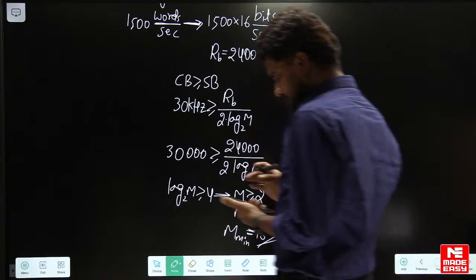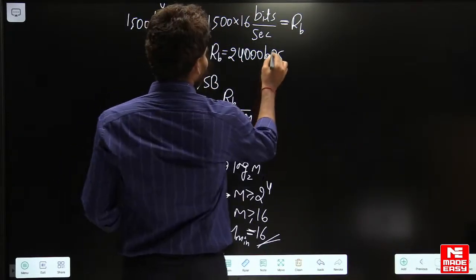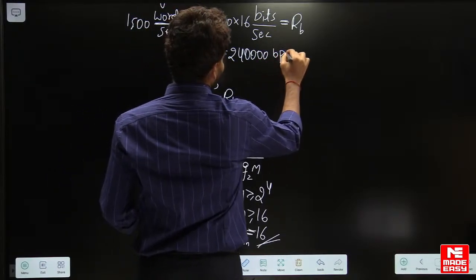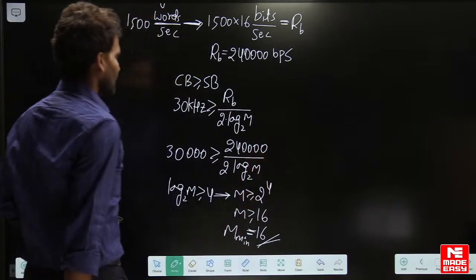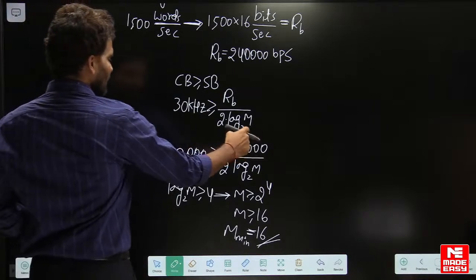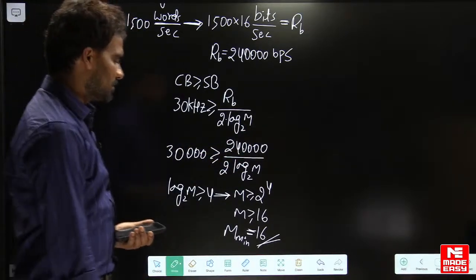It's 240k actually, in bits per second. 240k, actually, you'll get one more zero. So 30,000 and 8 are this much, and 2 4s are 8. So log M base 2 greater than or equals 4.